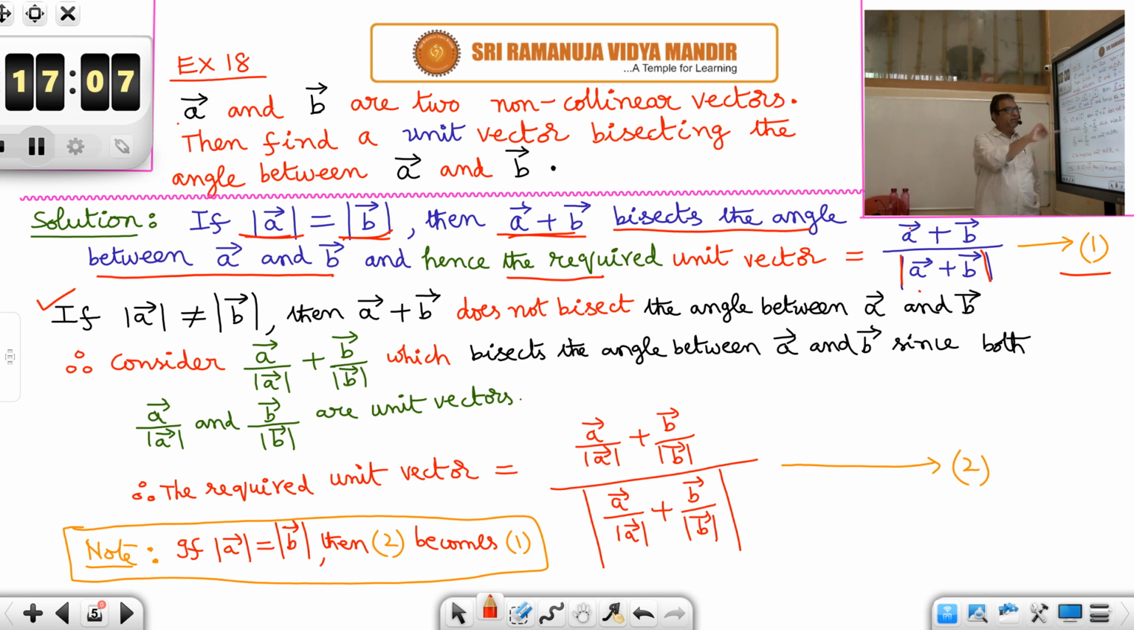As we have seen in the previous example, mod A bar is 3, whereas mod B bar is 7. They are not equal. Then what do you have to do? Then A bar plus B bar does not bisect the angle between A bar and B bar. A bar plus B bar will be slightly towards the stronger vector only.